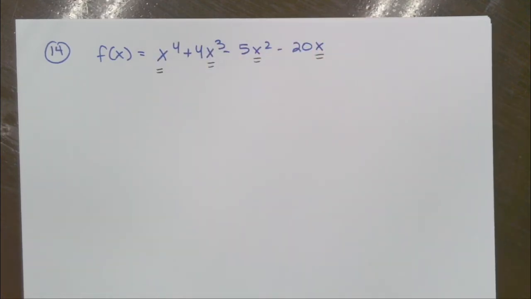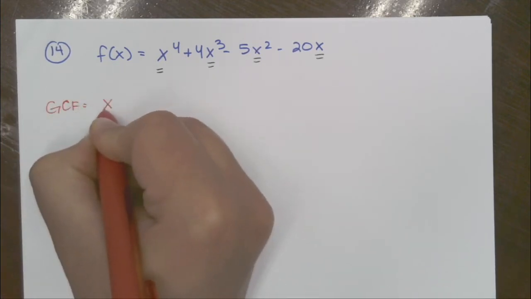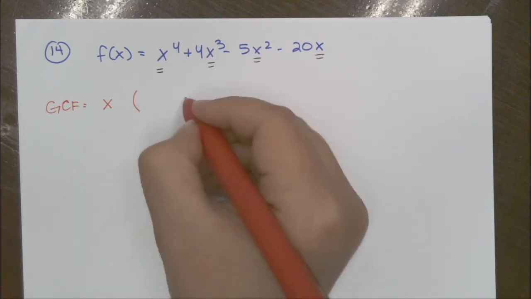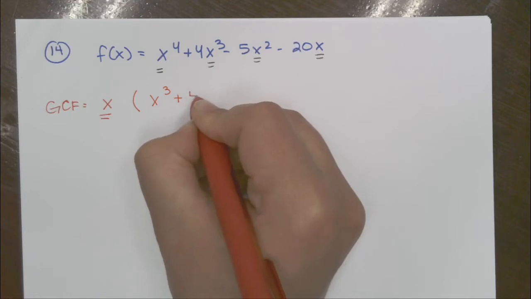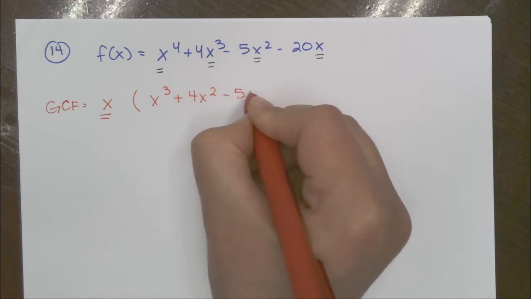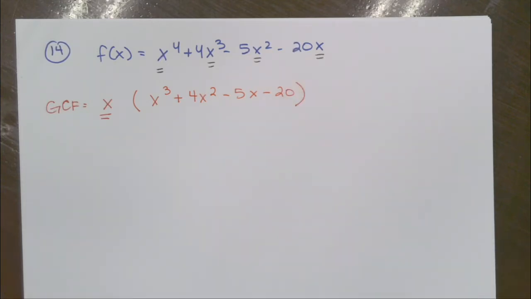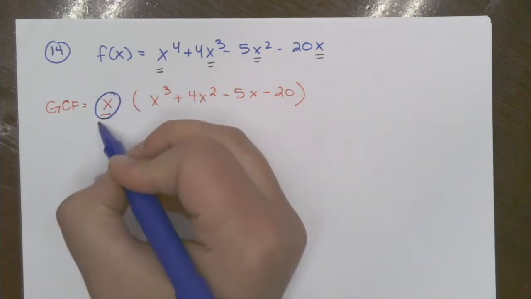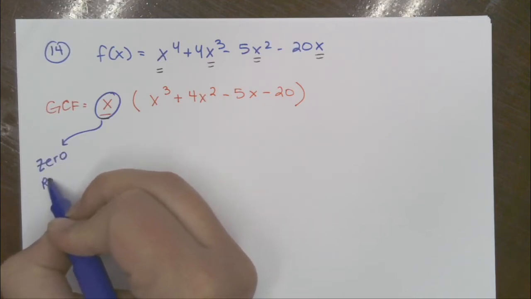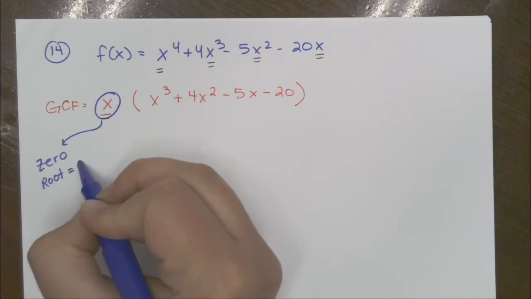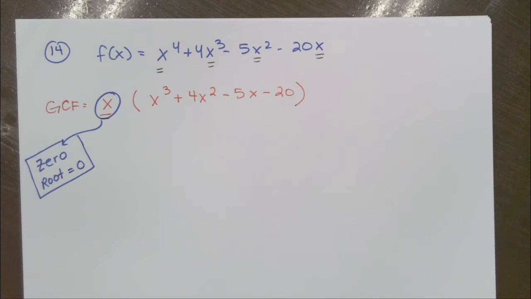Step number 1 is what? GCF factor. That means we have an x. So that means I have x to the 3rd power plus 4x squared minus 5x minus 20. Now because we pulled out x as a GCF, keep in mind that 0 is a root. Literally, it's 0. And a lot of you forgot about your zeros, your x's.